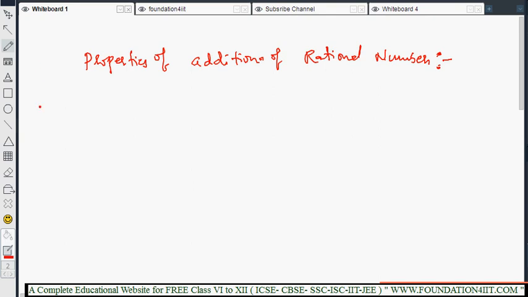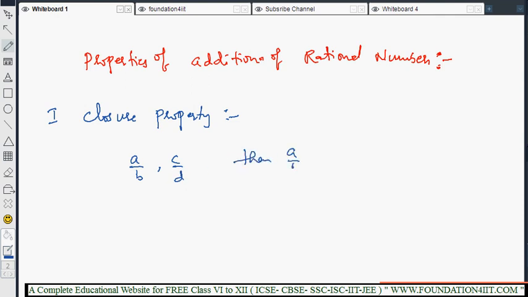So property wise, I'll explain. First property is closure property on rational numbers, with respect to addition. So briefly I'll tell you. The sum of two rational numbers is also a rational number. That is nothing but closure property. Because if I add any two rational numbers, the result is also a rational number. That means if A by B, comma C by D are two rational numbers, then A by B plus C by D is also a rational number. That is nothing but closure property.